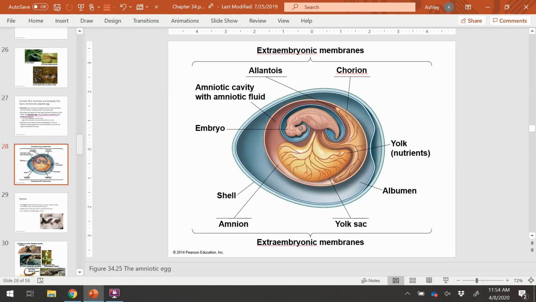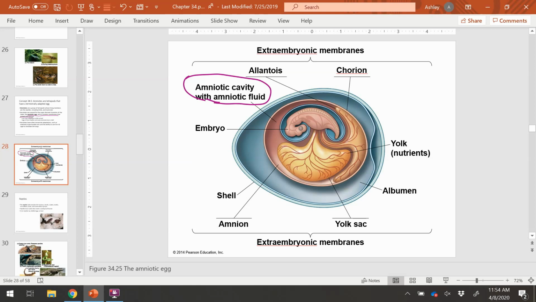And so here, in the amniotic egg, you have an amniotic cavity with a fluid. This is just protecting the embryo, so you can think like packing peanuts to a box that you're shipping out. It's just going to be there to absorb any shock and other small features like that.